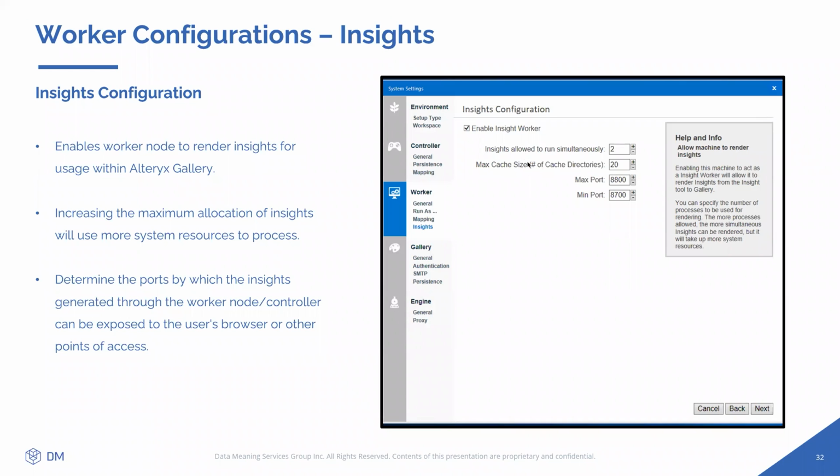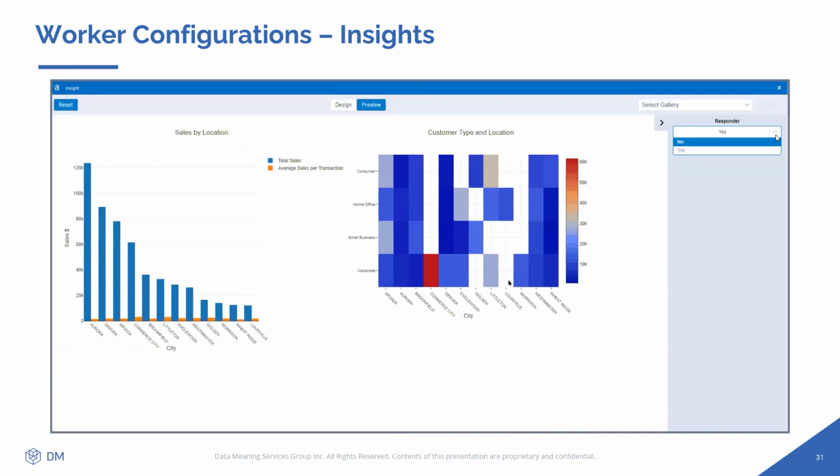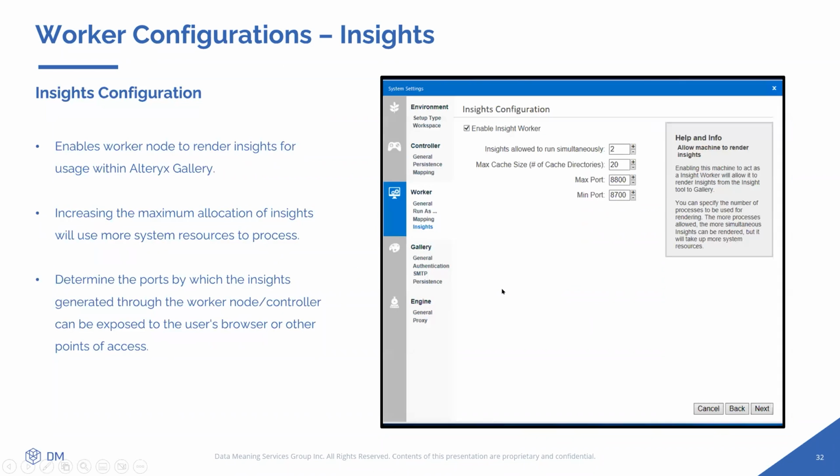This is what we mean when we say the number of cache directories. A number of cache directories is a cache that has a description and a data file. Also, we define the maximum and the minimum port for designated use when rendering. So when we are going to render the insights, we can designate the ports that are going to be used for rendering it.